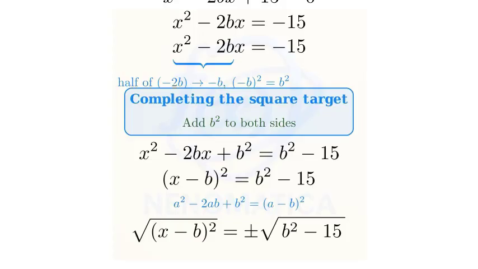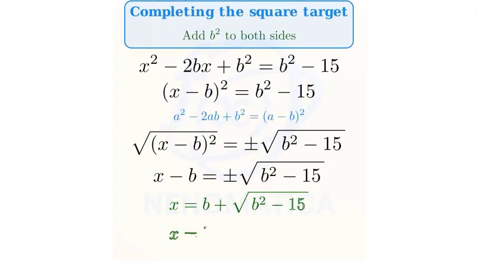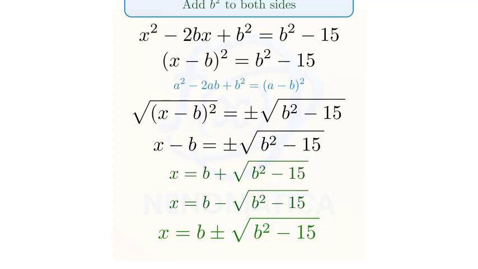Step 6. The square root of quantity x minus b squared is the absolute value of x minus b. For solving this quadratic, we proceed with the two signs together as x minus b equals plus or minus the square root of b squared minus 15. Step 7. Add b to both sides to isolate x. That gives the two solutions x equals b plus the square root of b squared minus 15, and x equals b minus the square root of b squared minus 15. We summarize this compactly using plus or minus.